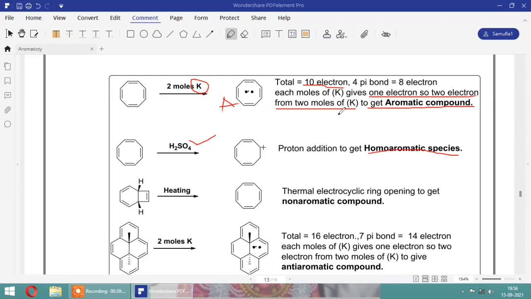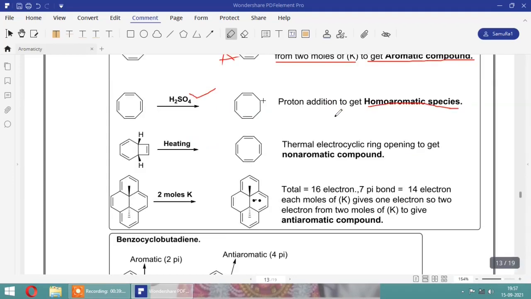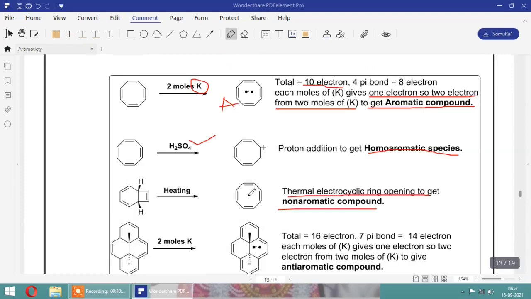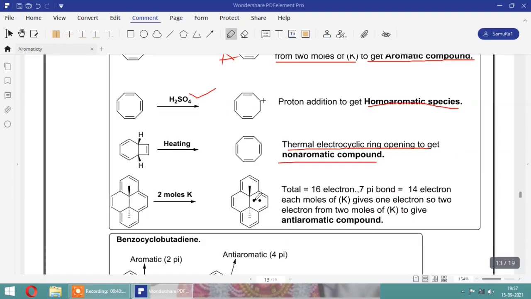Similarly, this compound on heating gives cyclooctatetraene by a thermal electrocyclic reaction, which is a non-aromatic compound. Now it is non-aromatic. So these reactions are correct. Now you take this compound and add 2 moles of K. Now you add 2 electrons, totally 16 electrons: 7 pi bonds equal 14 electrons plus 2. So totally 16 electrons, and this compound is antiaromatic.